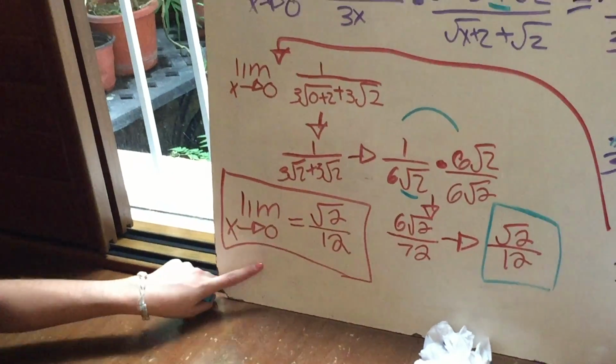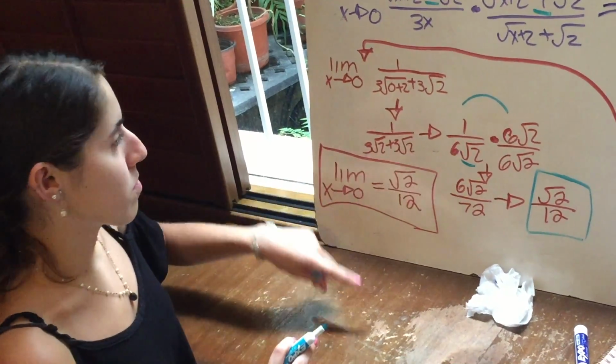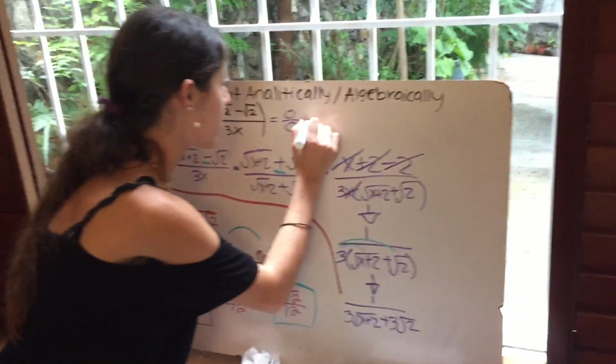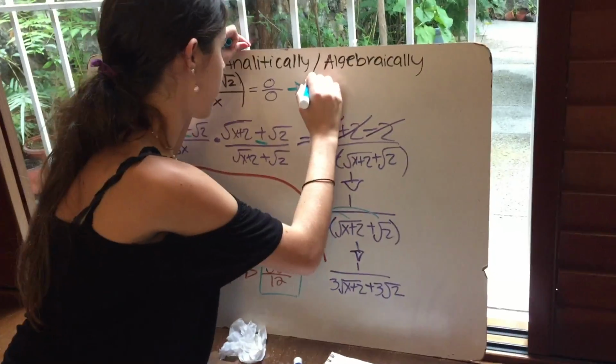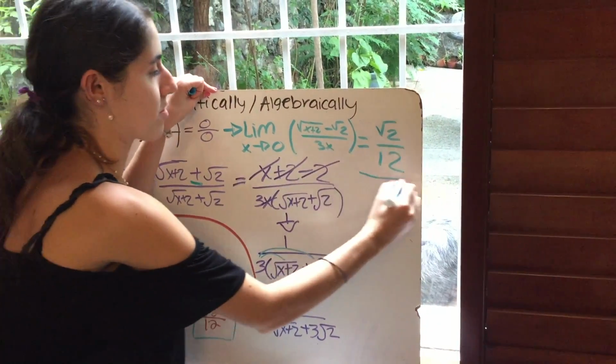And here we write our answer, which is the limit as x approaches 0 equals square root of 2 over 12. So we're going to write it here. And this is our final answer.